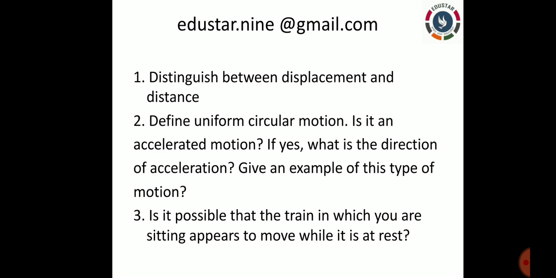Next, second question, define uniform circular motion. So write the answer for uniform circular motion. Definition for uniform circular motion. Is it an accelerated motion? You have to give the answer for it. If yes, what is the direction of acceleration? Write the answer for that too and give some example for this motion. Okay, then, is it possible that a train in which you are sitting appears to move while it is at rest? Have you ever experienced this? Just think about that and give the answer in your classwork.